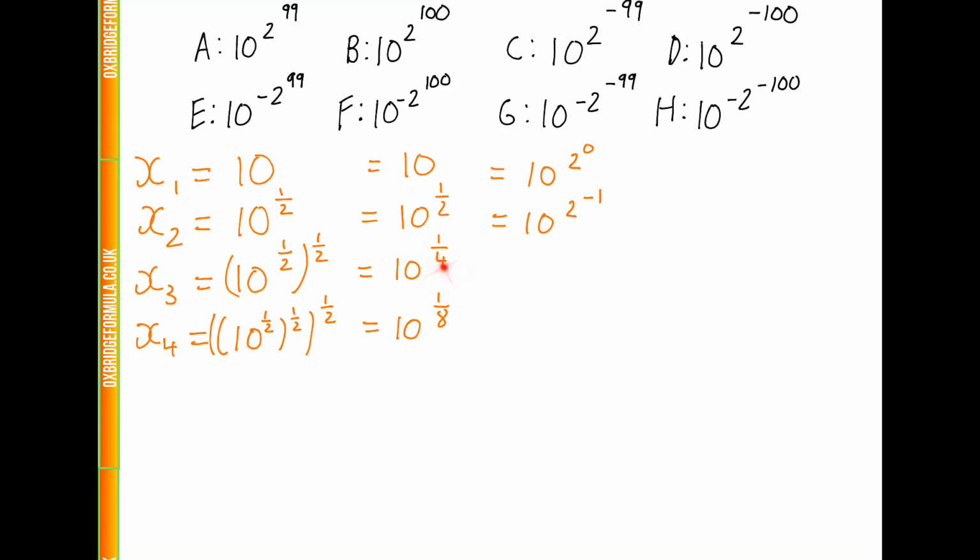Similarly for this, a quarter is 2 to the minus 2, because it's 1 over 2 squared. So 10 to the 2 to the minus 2, and then you can probably guess 10 to the 8th, 10 to the 2 to the minus 3. So now we do have a pattern quite easy to spot. It's x1, 10 to the 2 to the 0, x2, 10 to the 2 to the minus 1. If we extend this down, you can fairly easily see, because once we've got the 4th term, we go 1 less with a power here.